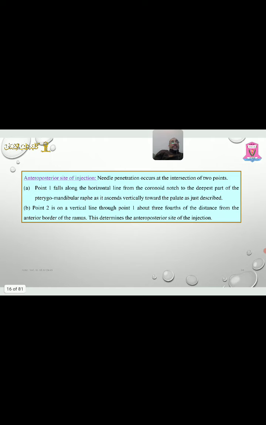Anterior-posterior site of injection. The needle penetration occurs at an intersection of 2 points. Point 1 falls along the horizontal line from the coronoid notch to the deepest part of the pterygomandibular raphe, which we mentioned as the first point. Point 2 is a vertical line through point 1, about 3/4 of the distance from the anterior border of the ramus, and this determines the anterior-posterior position of the injection.